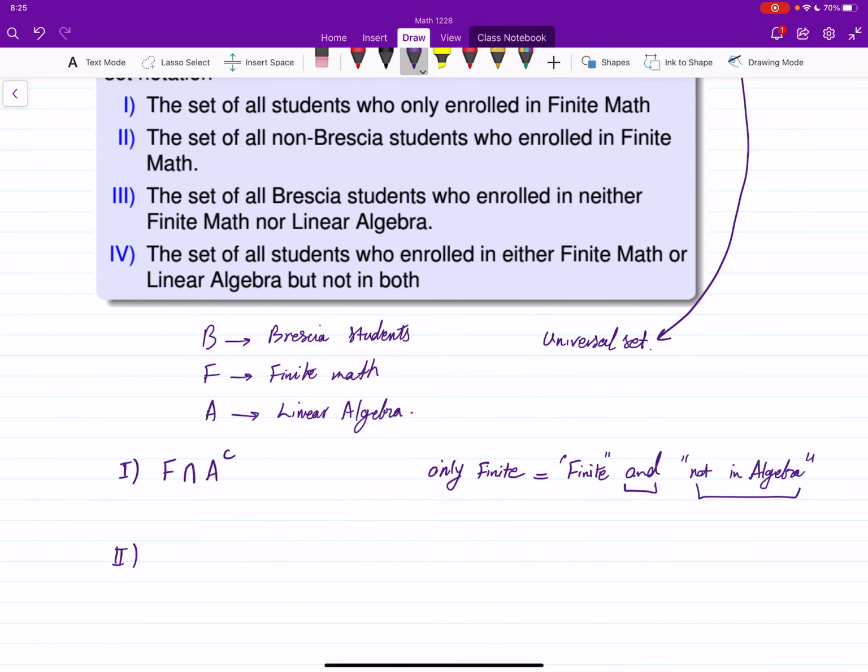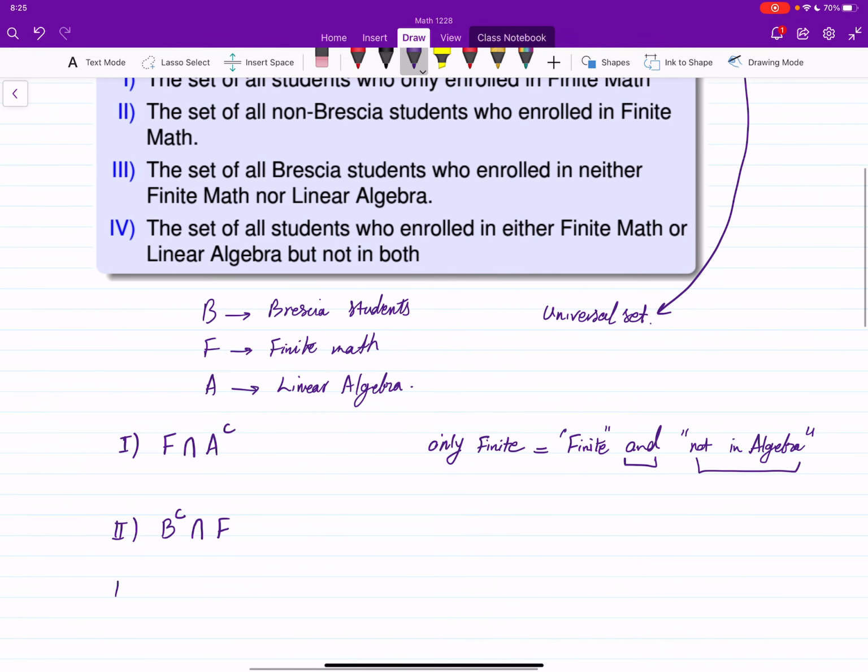How about this? The set of non-Brescia students who enrolled in finite math. Well, not Brescia and enrolled in finite math. Yes.